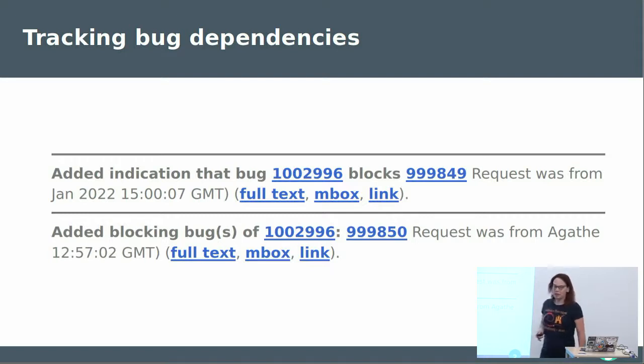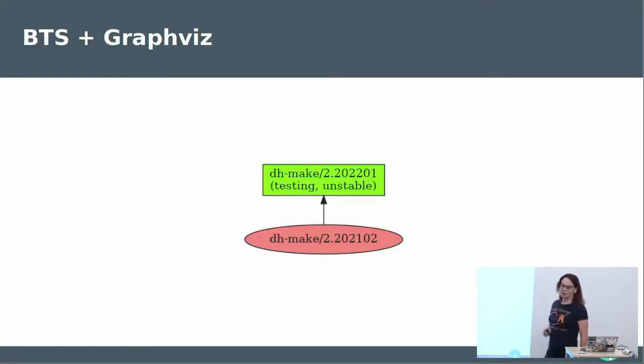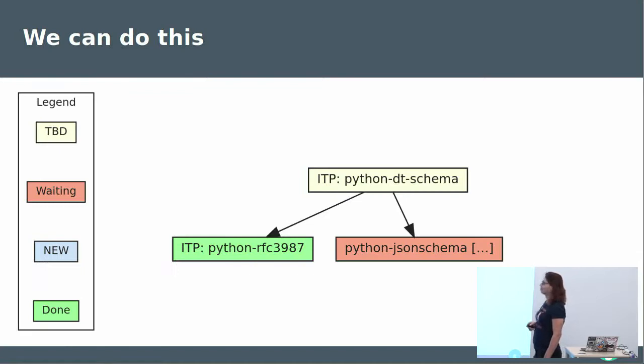Actually, we could do better, because in the BTS, we already use Graphviz, but not for tracking dependencies. We use Graphviz for this. This is used in the BTS to track which version has some bug and which version it was fixed in. And this uses Graphviz. OK, nice. And I thought, well, I could do the same for intent to package dependencies. And I did. So this is what it looks like.